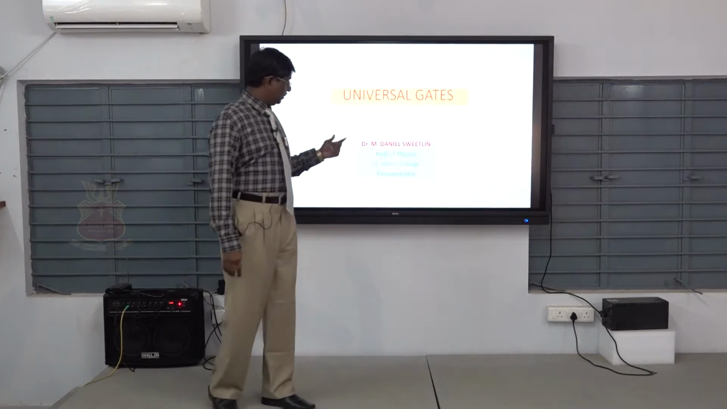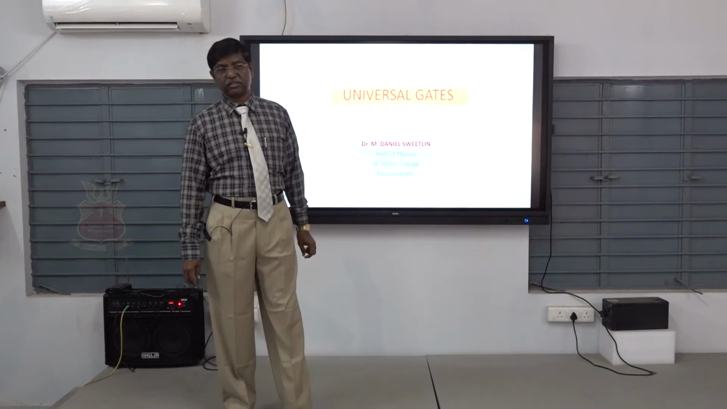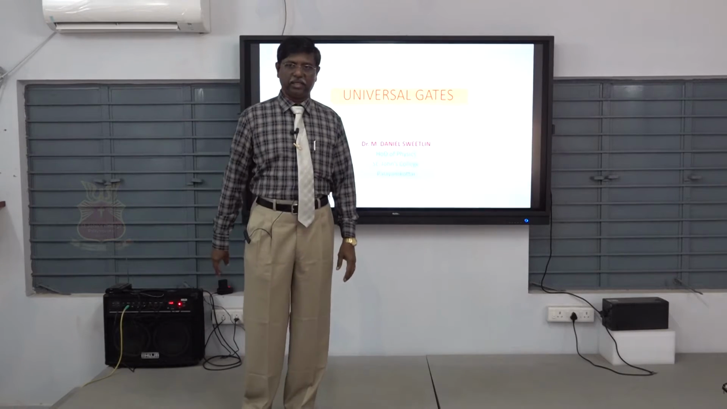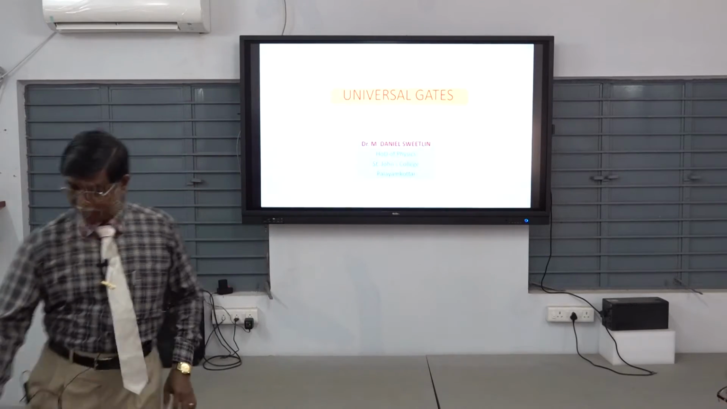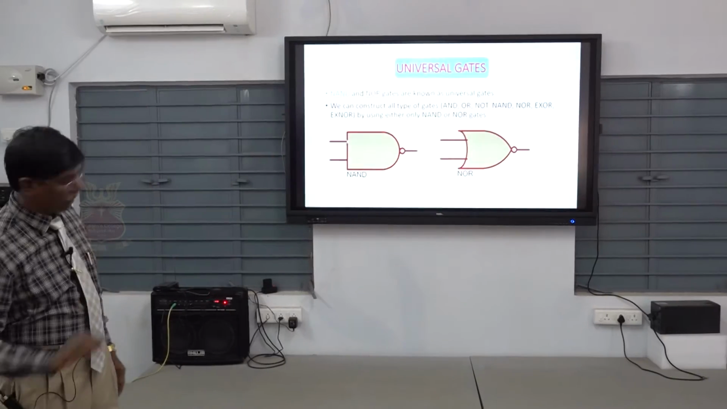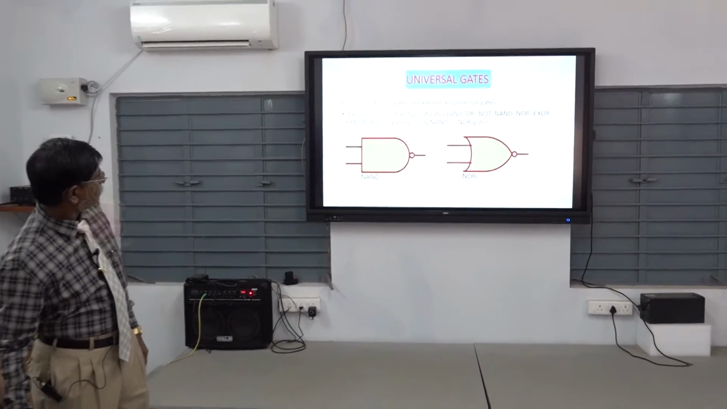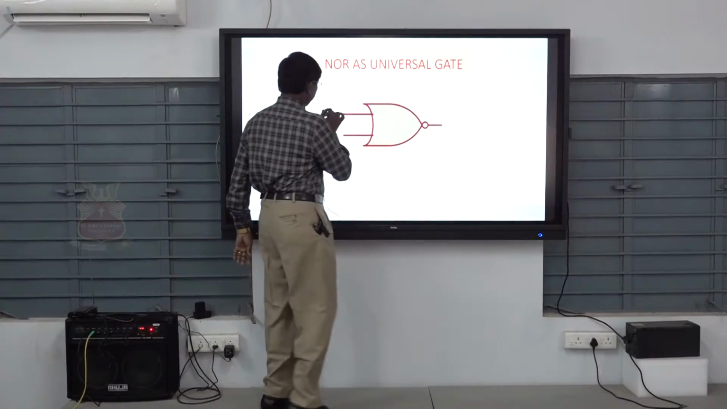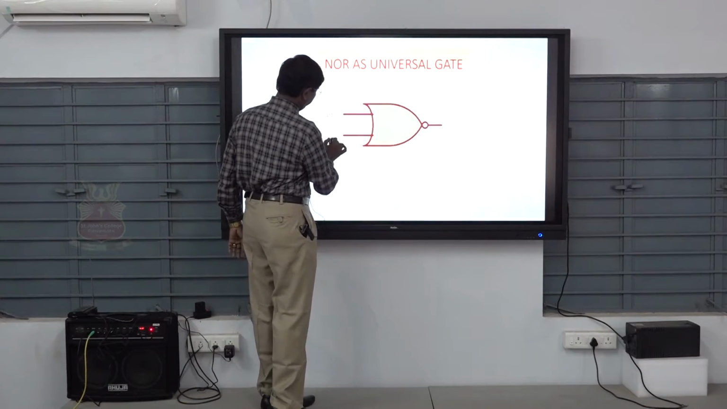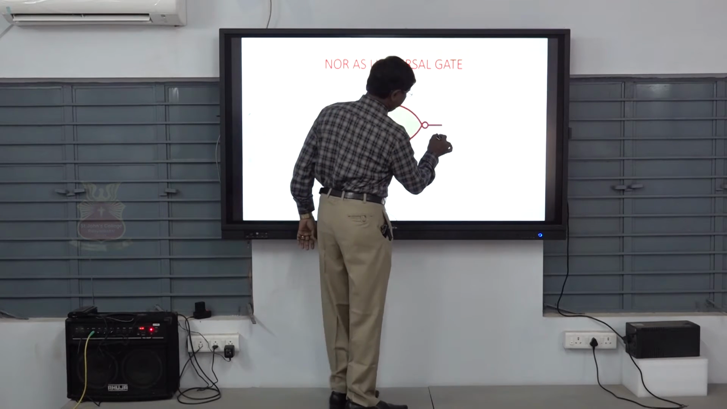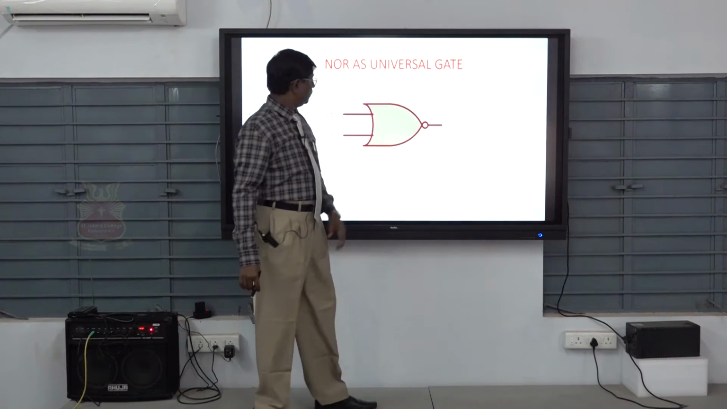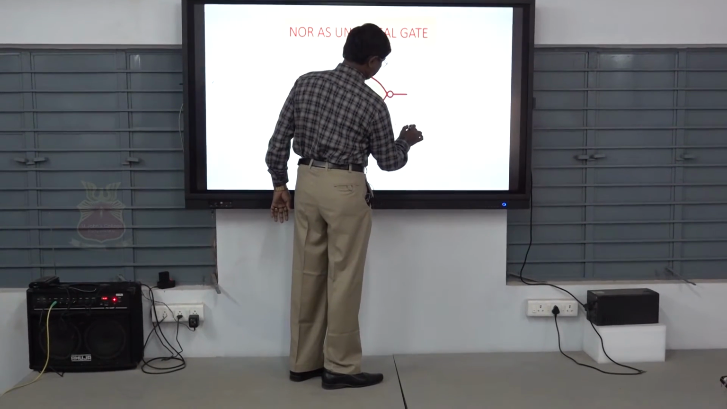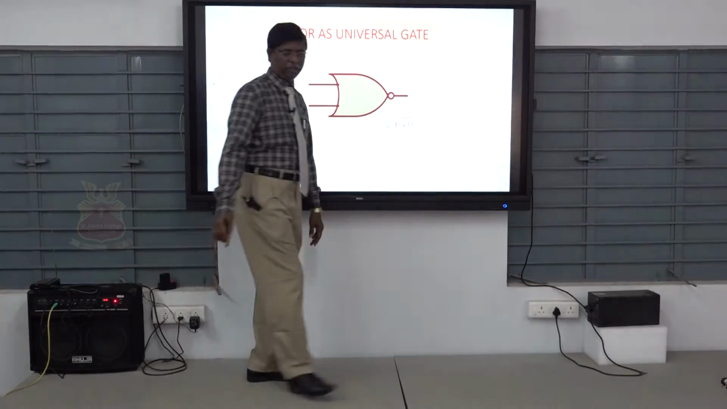Now let us see the second universal gate, which is the NOR gate. How the NOR gate can be used to construct all other gates. As you see, these two are the universal gates. This is a NOR gate. Suppose this is input A and this is input B, then generally we label the output as Y. In this case, Y is equal to A plus B whole bar. A plus B whole bar.